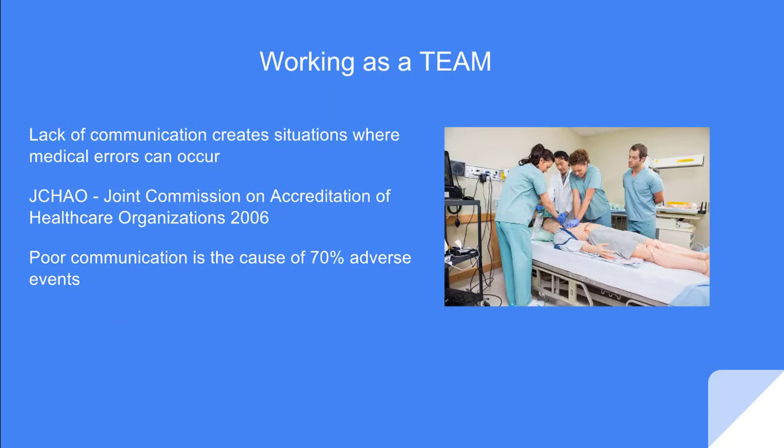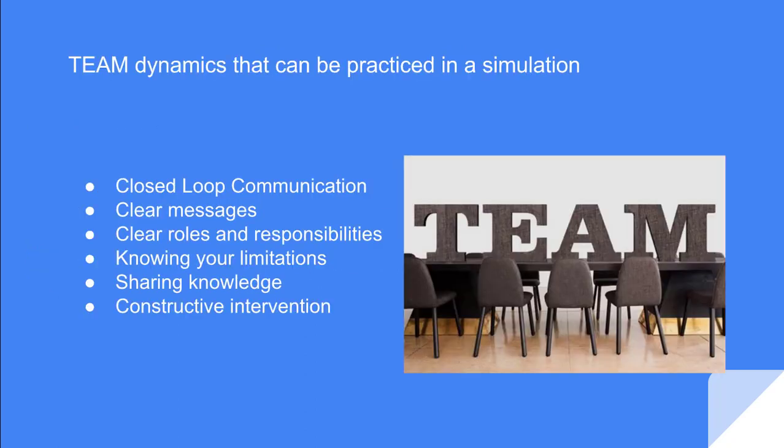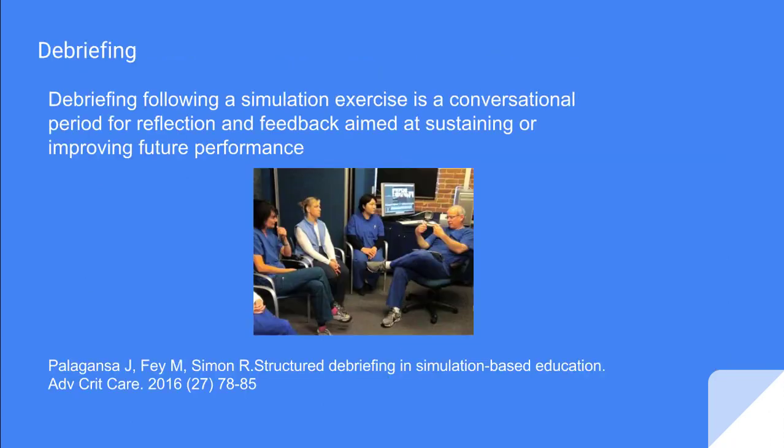Working as a team, lack of communication creates situations where medical errors can occur. The Joint Commission on Accreditation of Healthcare Organizations in 2006 found poor communication is the root cause of 70% of adverse events. So we can practice many different team dynamics during a simulation exercise. We can practice closed-loop communication, clear messages, clear roles and responsibilities, knowing your limitations, sharing knowledge, constructive intervention. We're going to go through some of this in detail after this presentation.